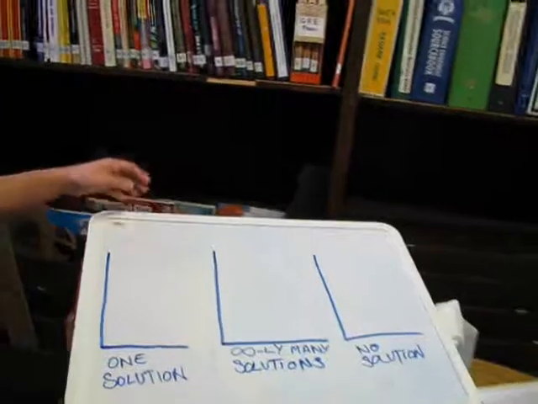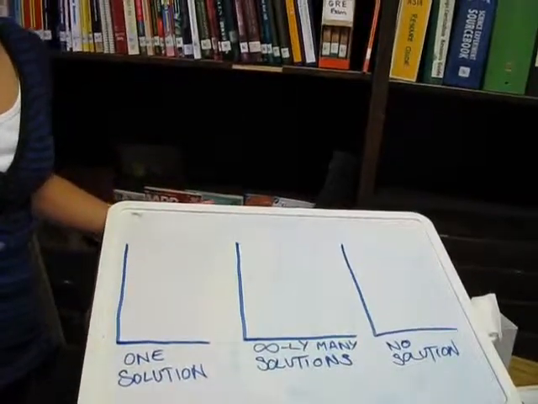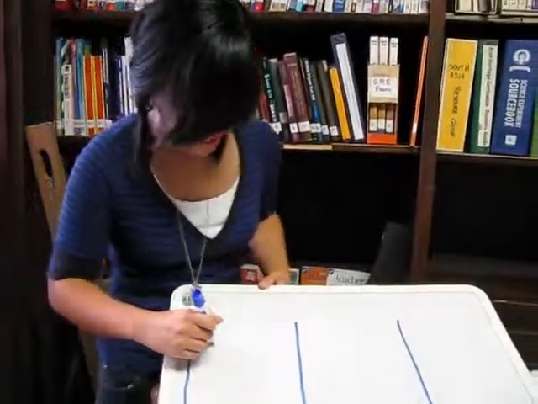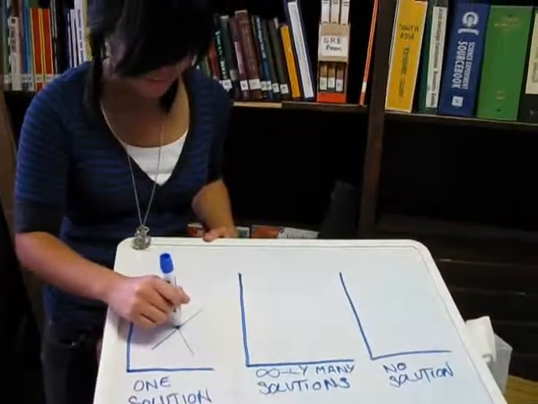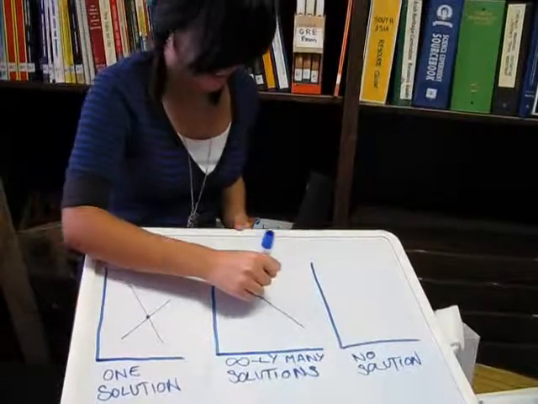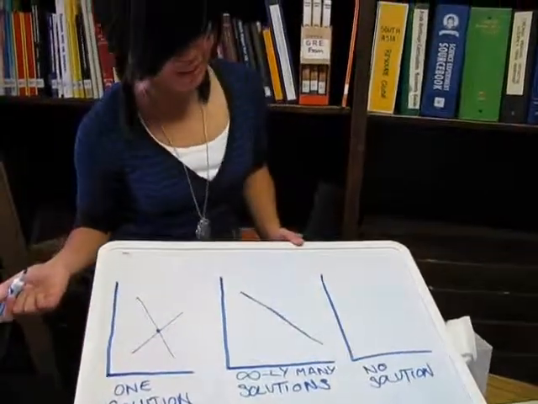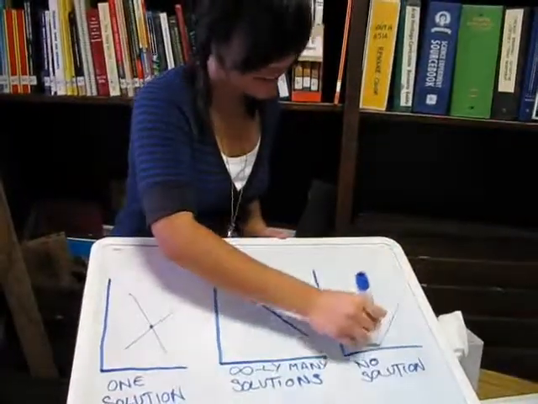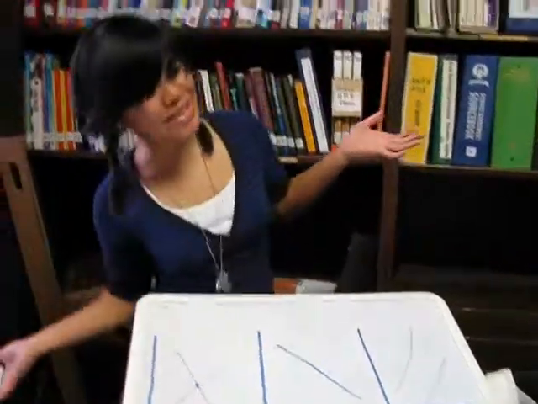You can also find out how many solutions are in the equation after graphing it. Intersecting lines have one solution. Overlapping lines have infinitely many solutions. And parallel lines have no solution. Got it?